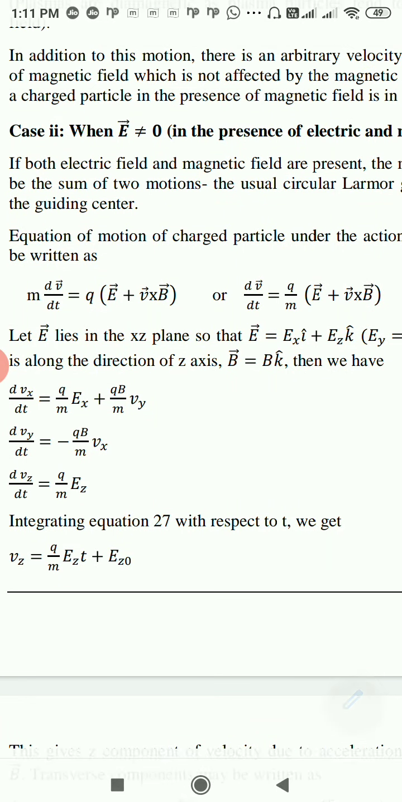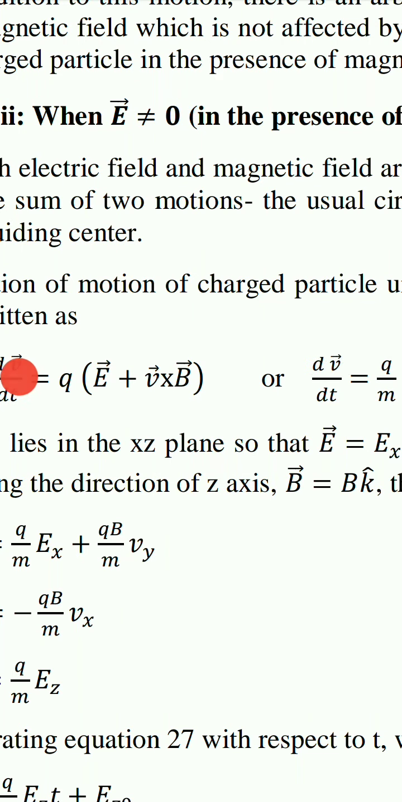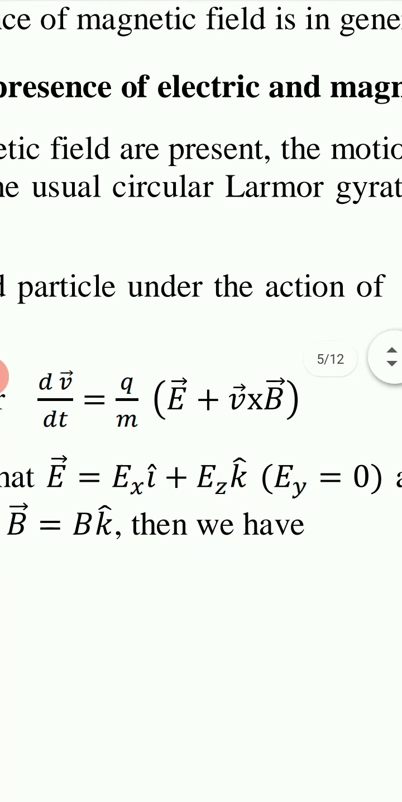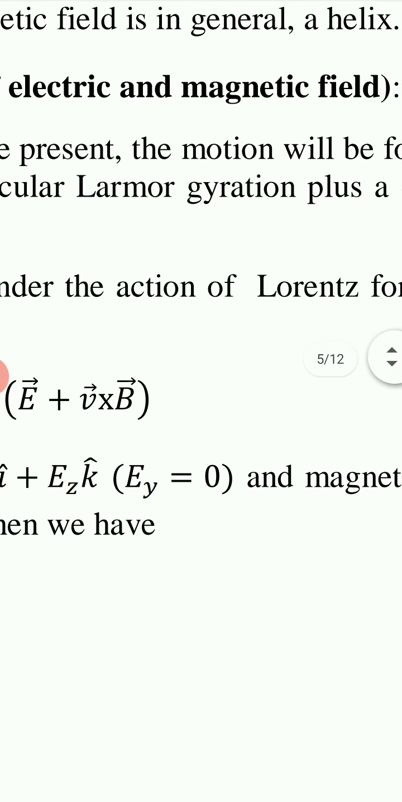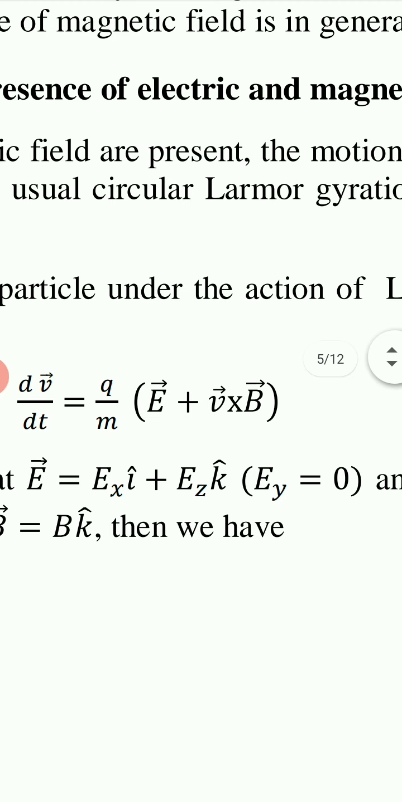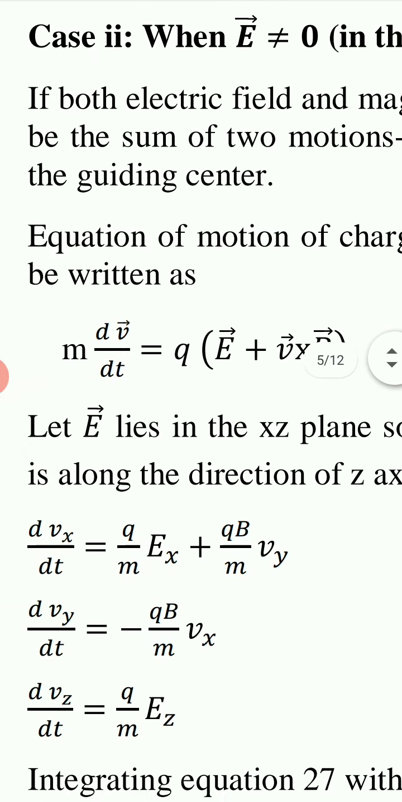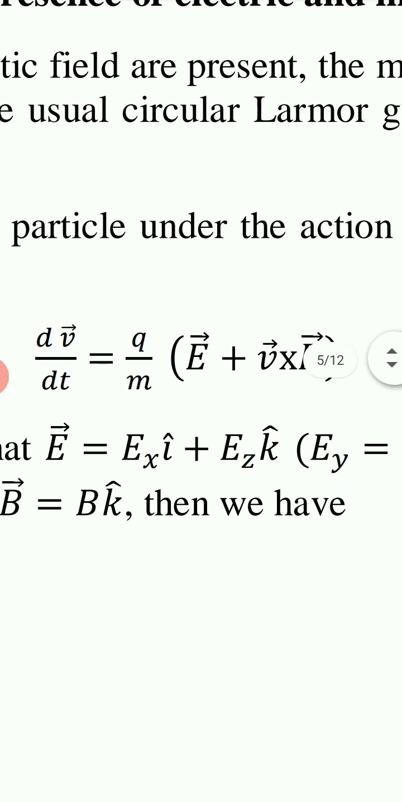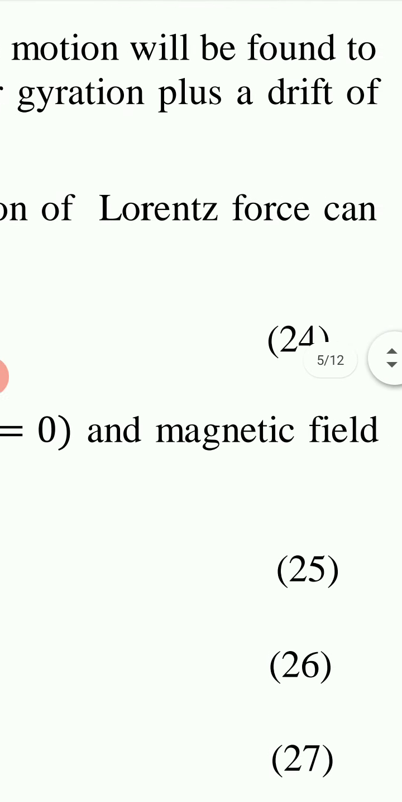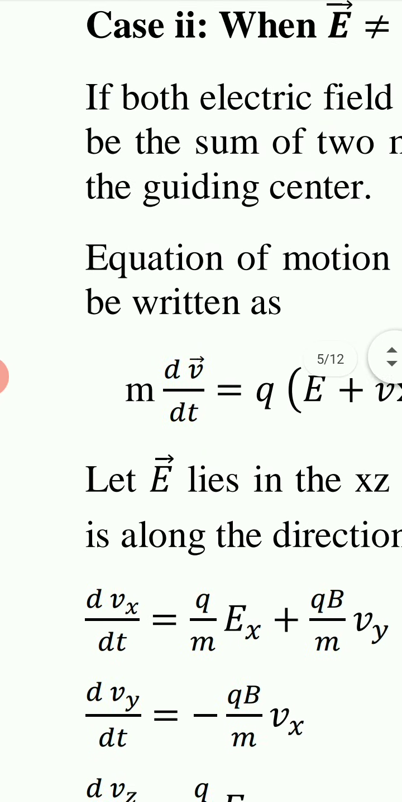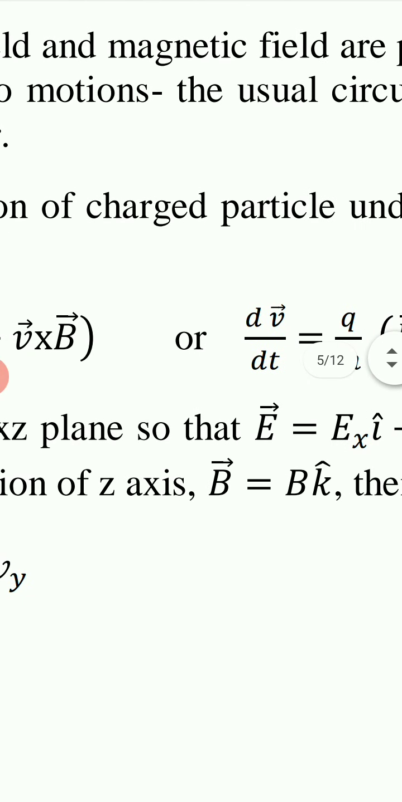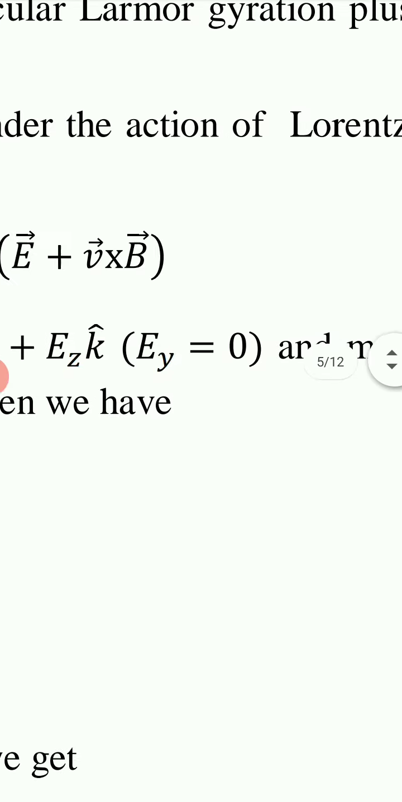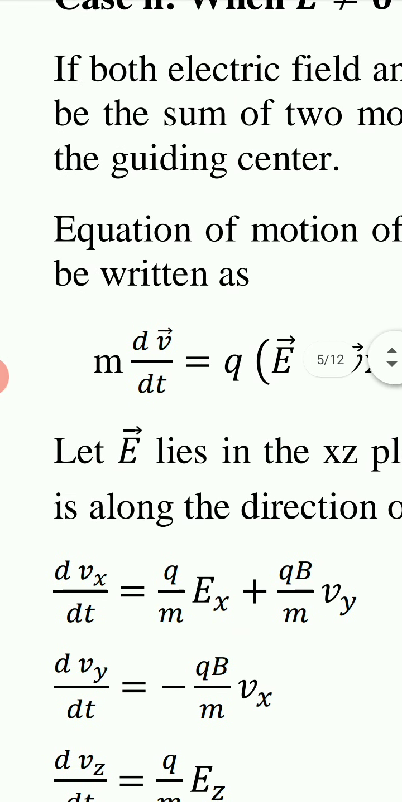So today's topic is motion of a charged particle in the presence of constant electric and magnetic fields. If both electric field and magnetic field are present, the motion will be found to be the sum of two motions: the usual circular Larmor gyration plus a drift of the guiding center.